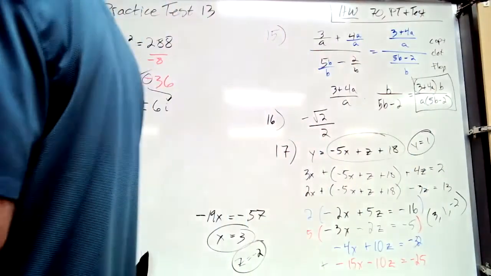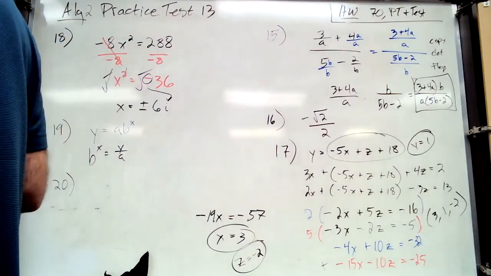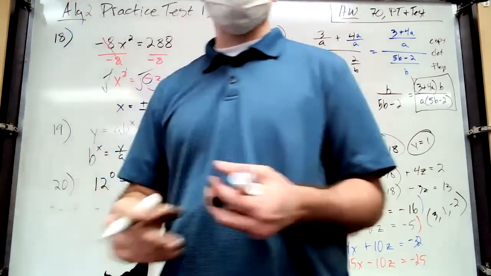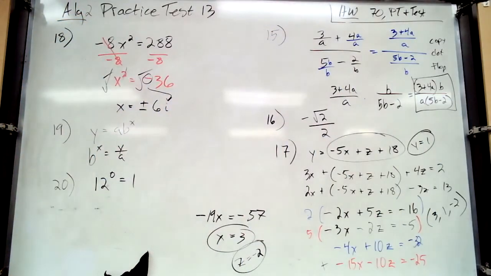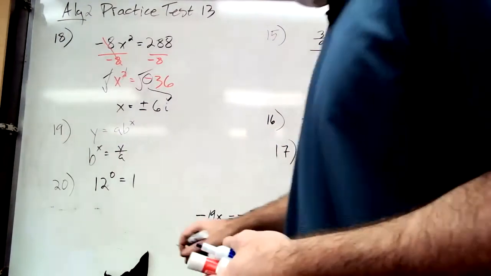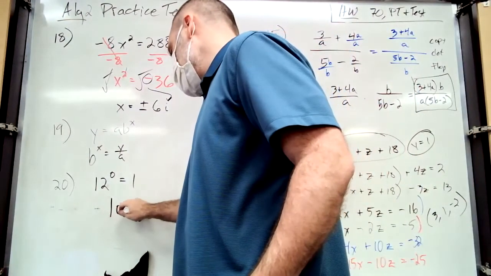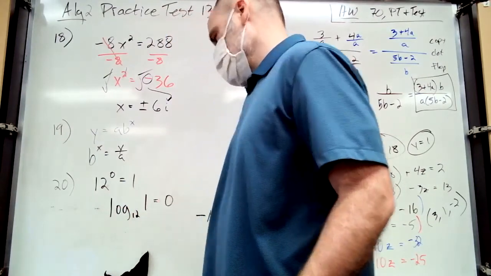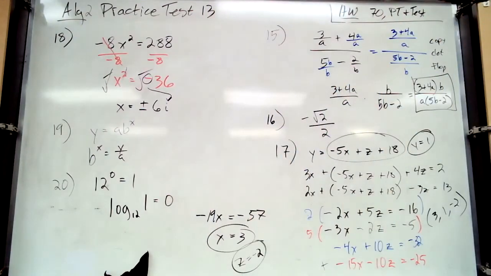Number 20, write the exponential equation in logarithmic form. So 12 to the 0 equals 1. How do you write this in logarithmic form? Log 12, 1 equals 0. Yep, so the way you would say it is log base 12 of 1 equals 0. Would you need the 1 because it's just 1? Could you get rid of it? Well, that's how you would write it. Obviously, you already know that 12 to the 0 equals 1.